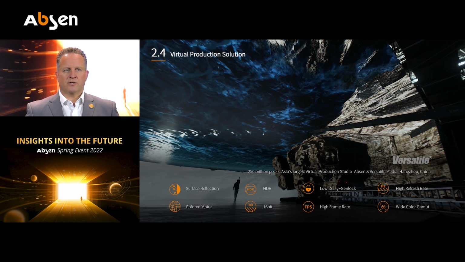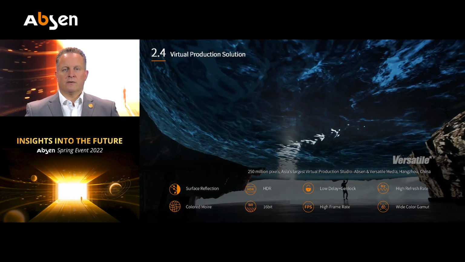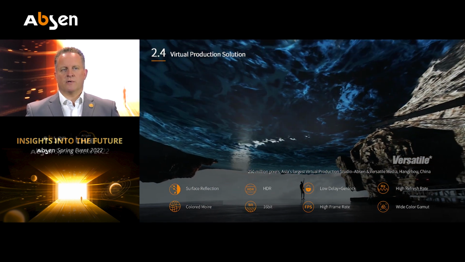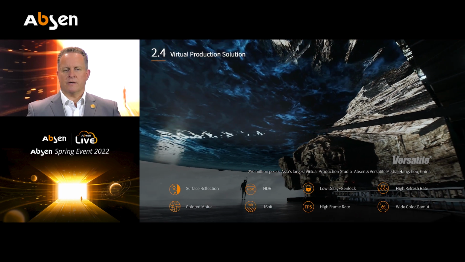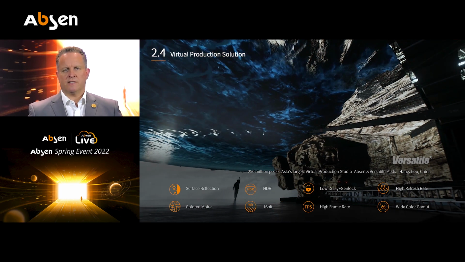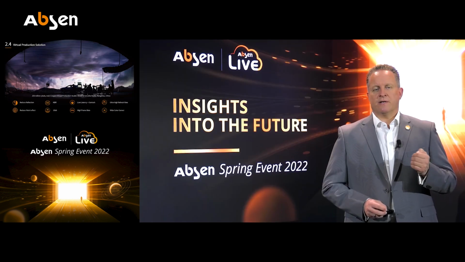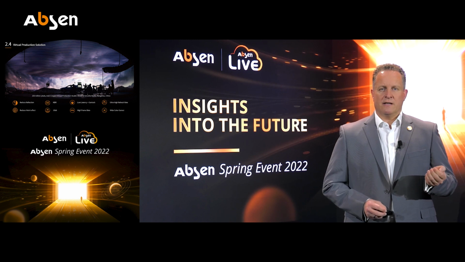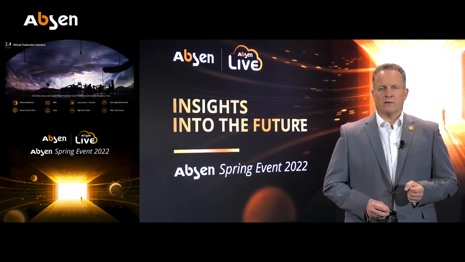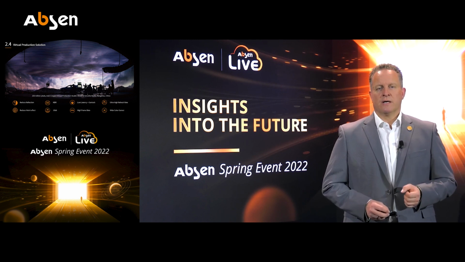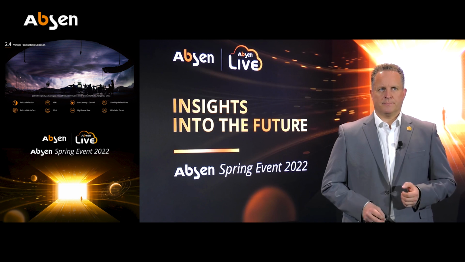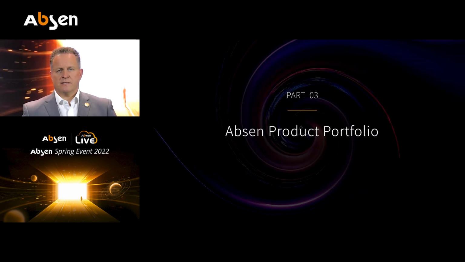HDR already mentioned, improvement in Moiré, and also a very important topic, which is also an advantage of our CL series as an example, is that the surface reflection gets reduced. But we don't have it exclusively only for the CL. With its COB technology, we also have a solution for our VP products. So this guides me to speak about our Absen product portfolio.